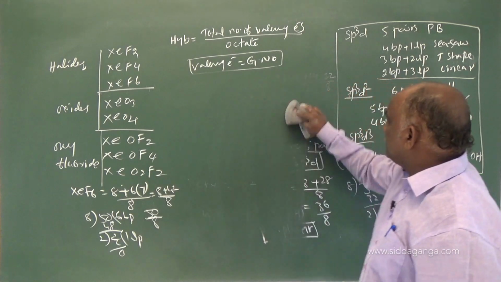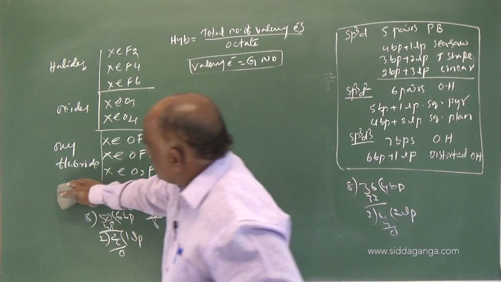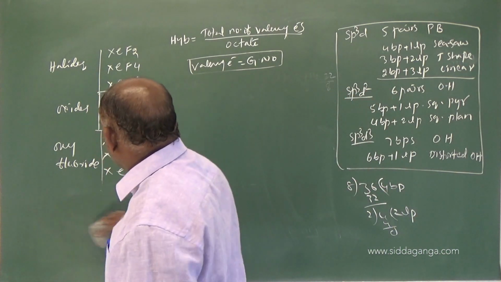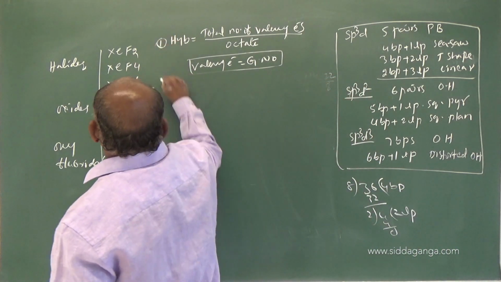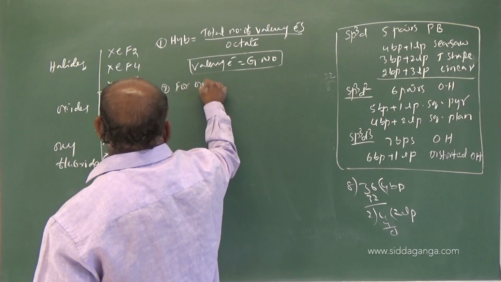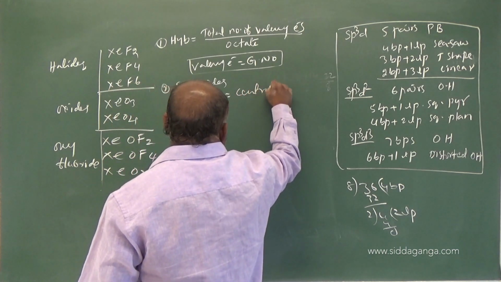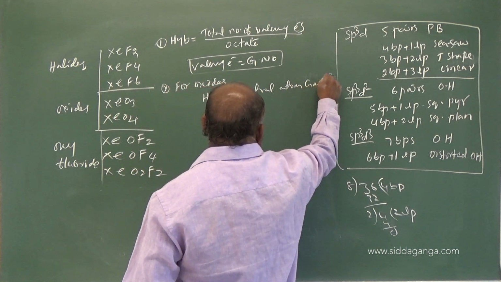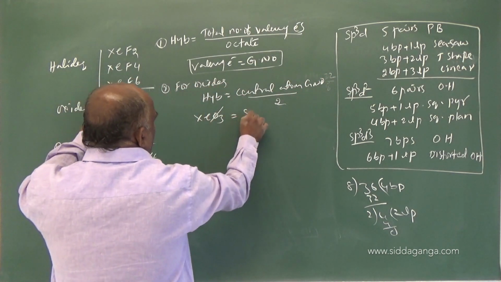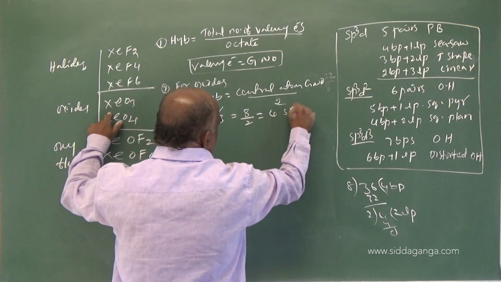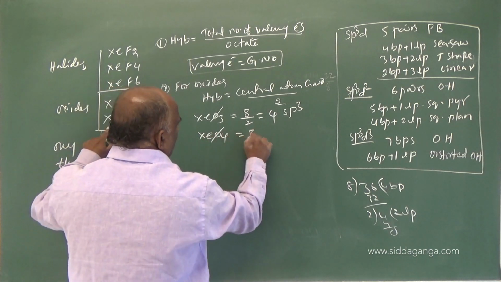And one more formula is also there for oxides. For oxides, hybridization is equal to the central atom group number divided by 2. See this XeO3. Remove this; the central atom group number is 8. 8 by 2 is equal to 4. 4 means sp3. XeO4, 8 by 2, it is also 4.